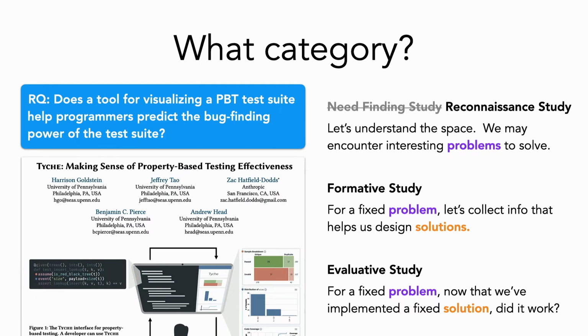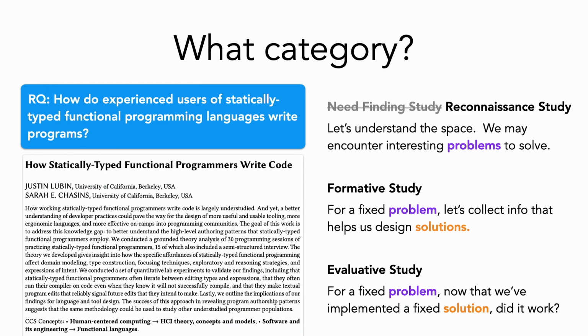All right, I am now going to ask you to hum in order to vote. So please hum if you think this is a reconnaissance study. Hum if you think this is a formative study. Hum if you think this is an evaluative study. Yeah, I agree. This one seems like an evaluative study. What about this one? Turn to the folks next to you.